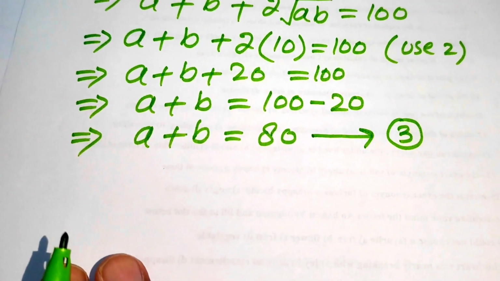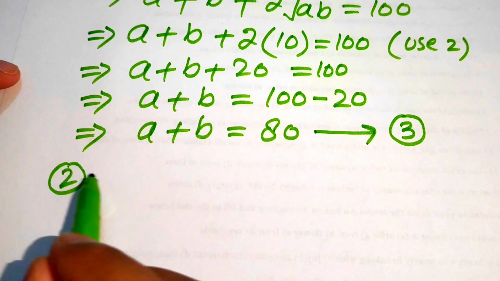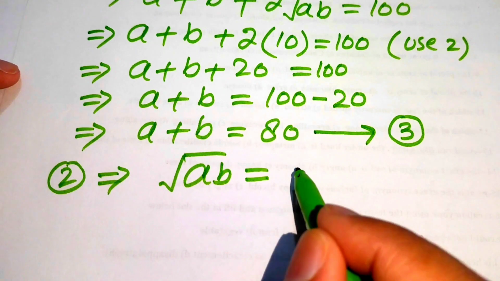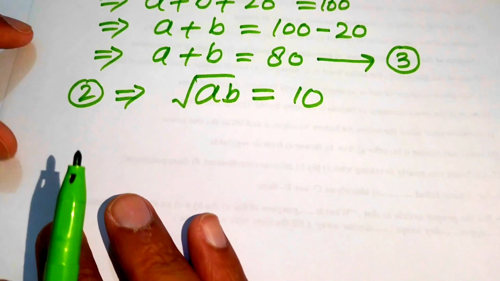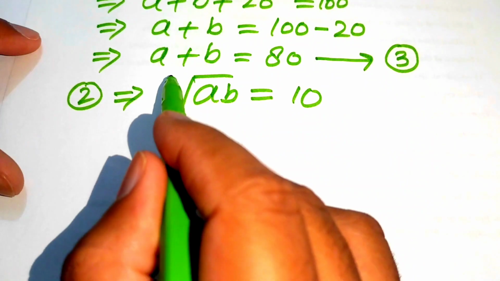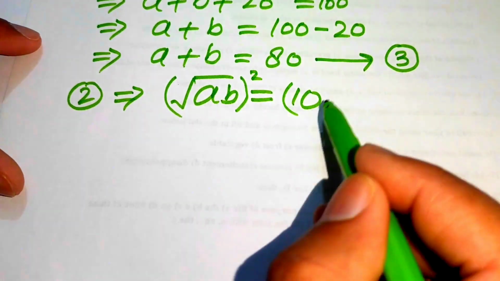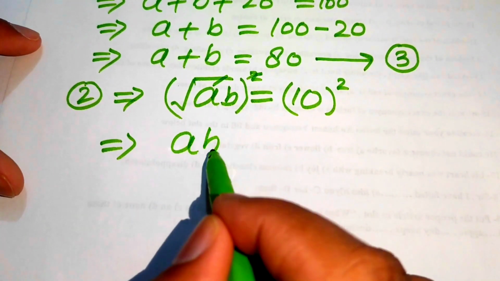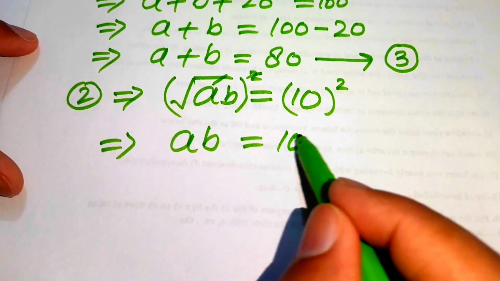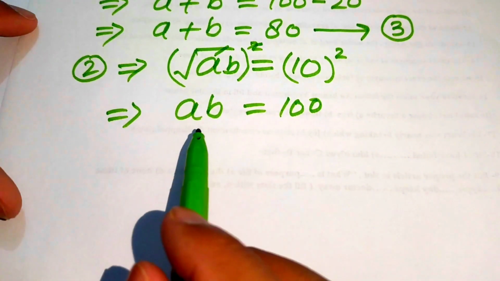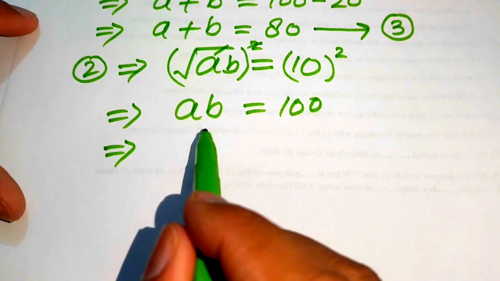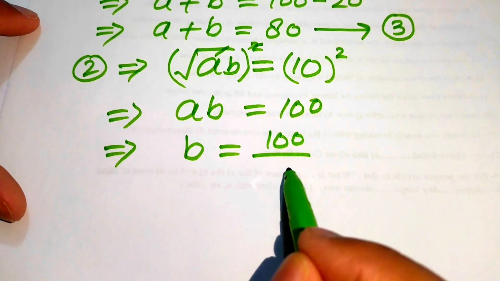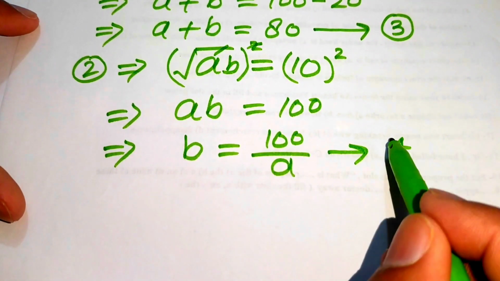So here we again focus on equation number 2, which can be written in this form as square root of ab equals 10. And now we take the square on both sides of this equation, so it becomes this form. So we know that the 2 and square root are gone and we get ab equals 10 square, which equals 100. And here we move this a to the right hand side and we get the value of b. So b equals 100 over a, and we call this equation number 4.